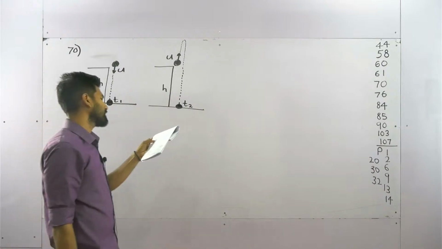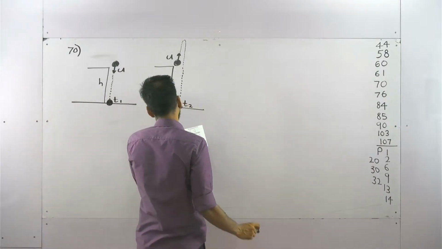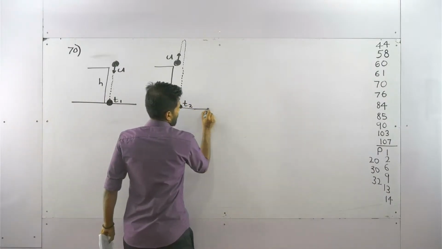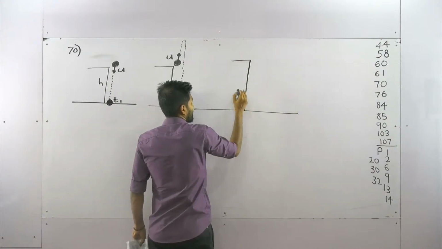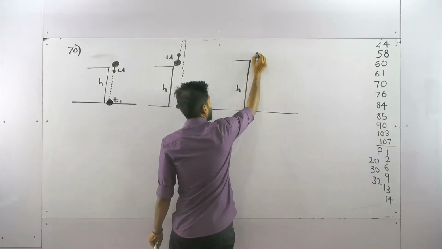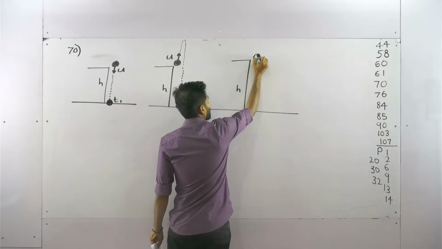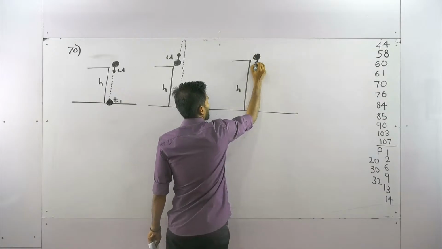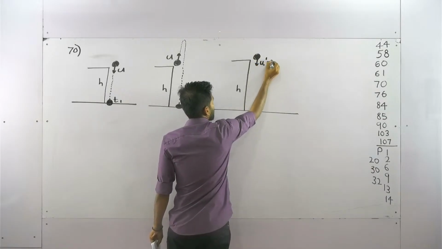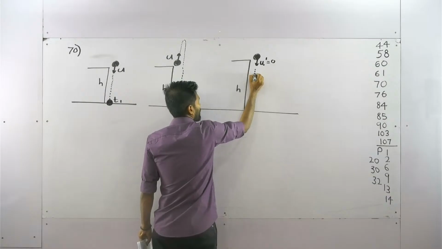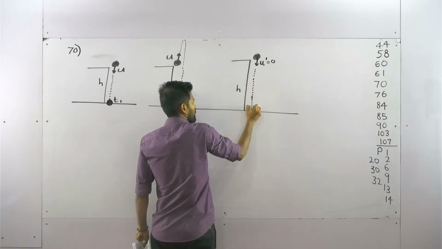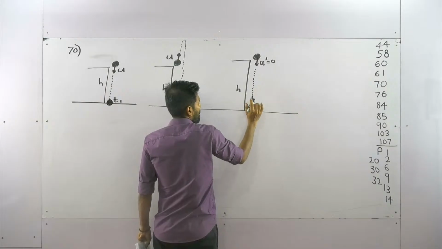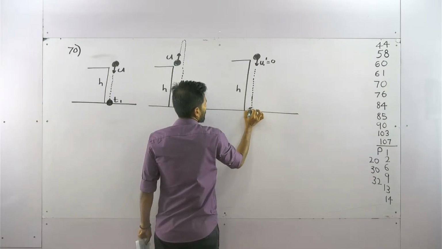The time it will take to fall freely to the ground from the top. Now what they ask, in the third case, the height is the same one. Now it is not thrown, it is released with zero velocity. So what is the time that it will take to reach the ground?